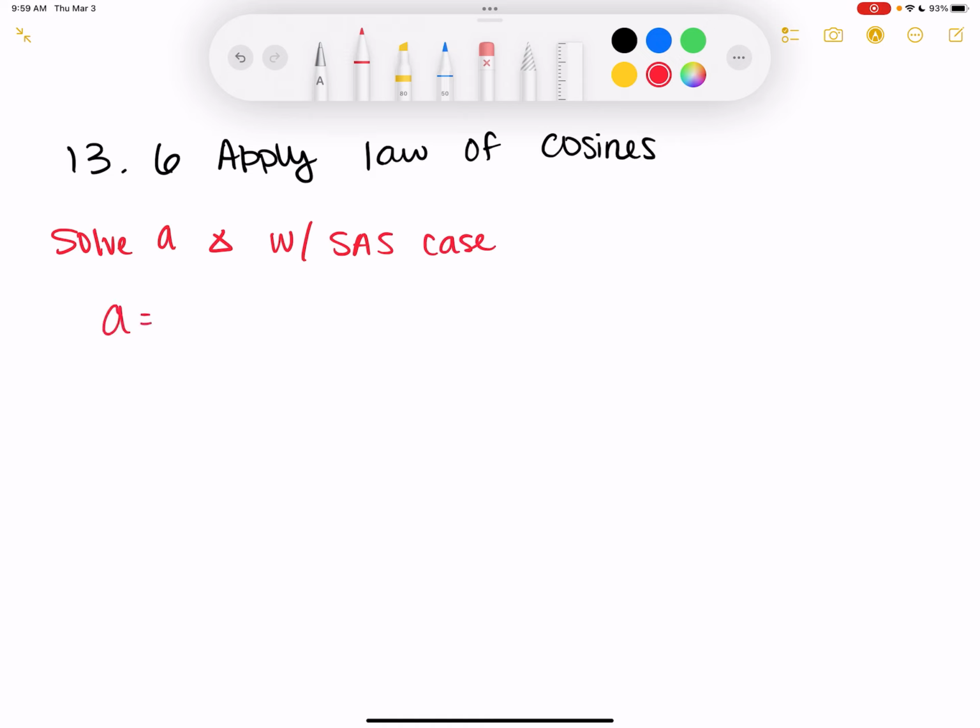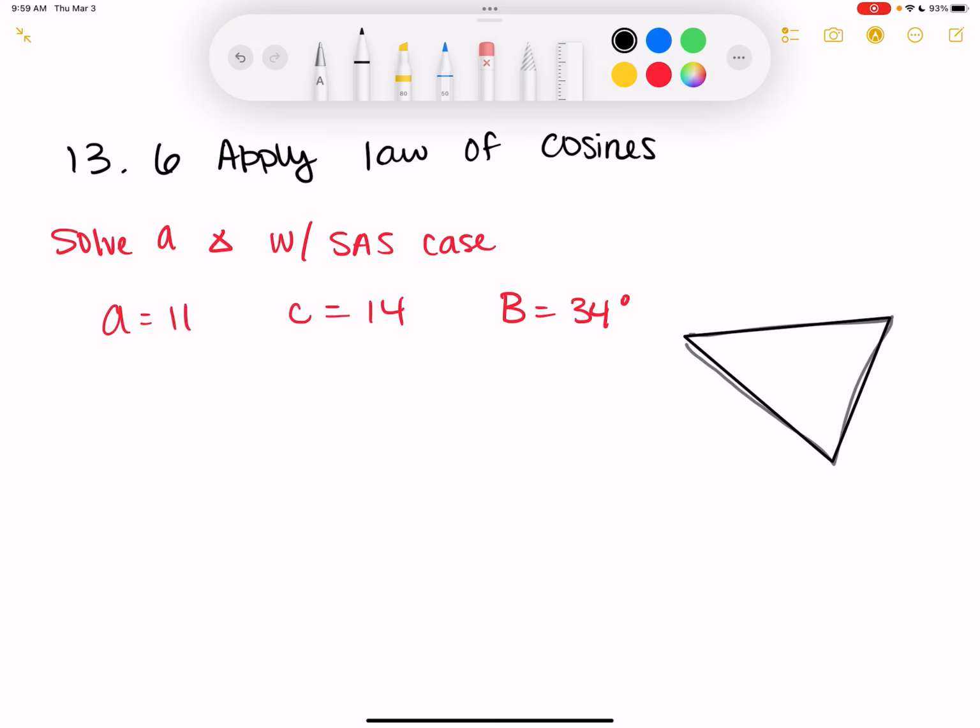So we're going to have little a is 11, c is 14, and angle B is 34 degrees. Most of them in this section are side side side, but this one is side angle side. There are only 8 of them total that ask you to solve without giving you the triangle already done.